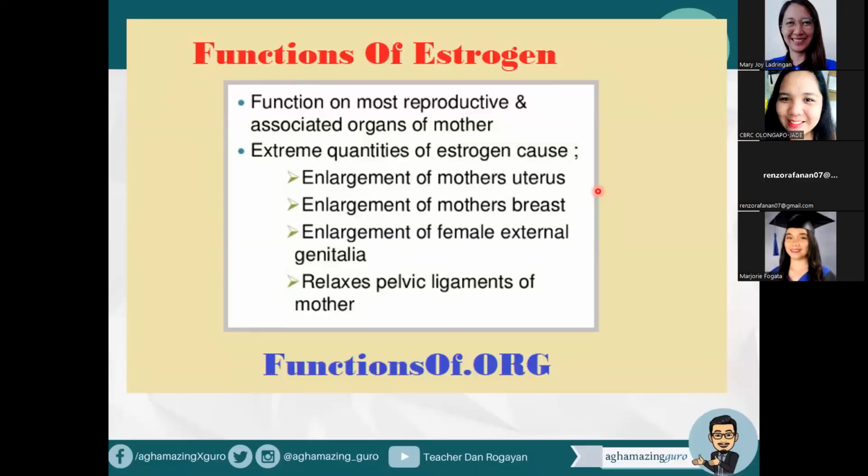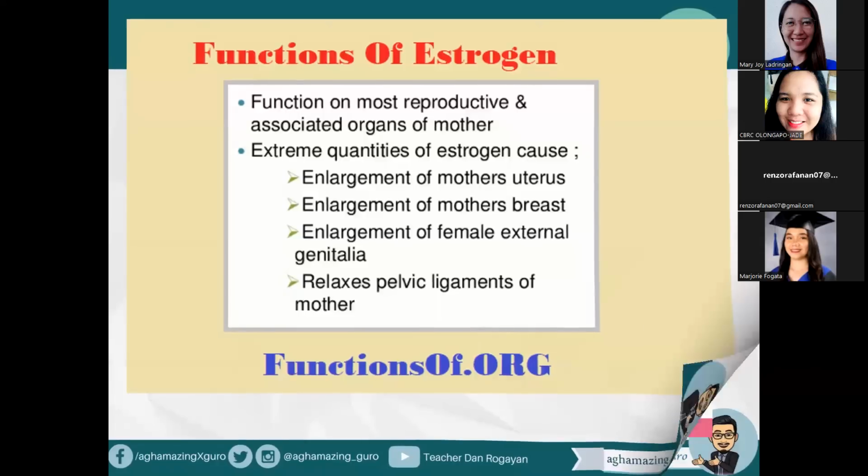Again, ano mga ba yung external genital ng female? Yeah, pakisulat nyo. What's the female genitalia? How do you call it? That is the female genitalia, letter V, vagina. Okay, vagina, female genitalia, male genitalia, that is letter P, penis. Okay, pero pag tinanong sa board exam, male sex organ, testis. Sige, female sex organ, ano nga? Female sex organ, that is ovary. Do not be confused. All right, and then relaxes pelvic ligaments of mother.